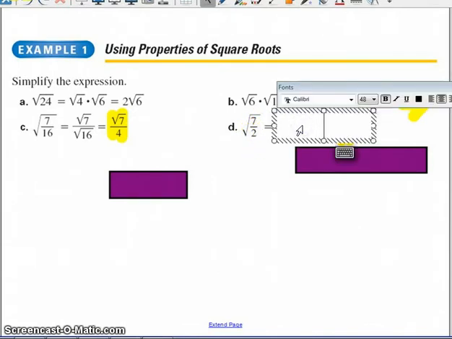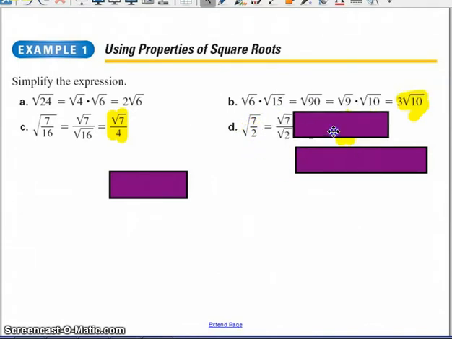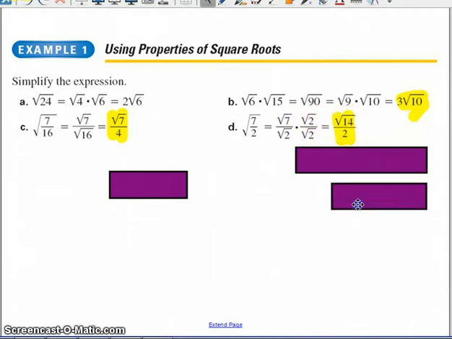I don't know what the square root of 7 is. I don't know what the square root of 2 is. So this might seem fully simplified, but I can't have a radical in the denominator. So I've got to get that 2 in a different form. So like I did in the previous slide, I'm going to multiply it times root 2 over 2. And root 7 times root 2 is going to be square root of 14 over the full 2. This is considered fully simplified.